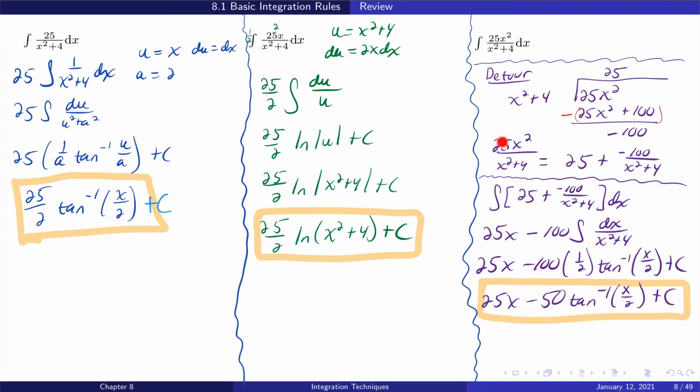So now our original fraction is split into two terms, and the antiderivative of those two terms is done separately. The antiderivative of 25 is 25x. Moving 100 out front and taking the antiderivative of dx over x squared plus 4, this is identical to the one we did over here on the left. So now we know that that's inverse tangent of x over 2 with a 1/2 coefficient out front, and doing a little bit of simplifying and cleaning up, you wind up with this statement here.